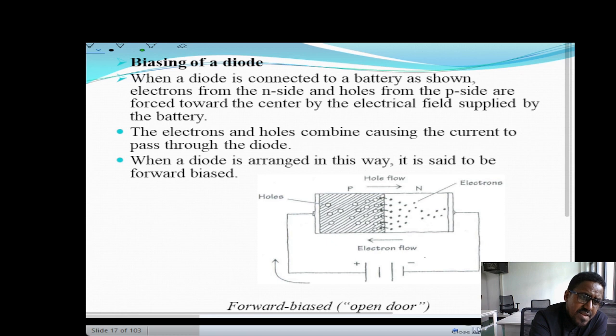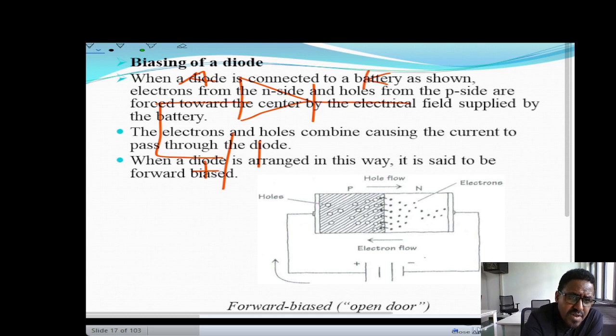So when a diode is connected in a circuit, the anode part of the diode is connected to the positive terminal of the battery, and the cathode side of the diode is connected to the negative side of the battery. So this arrangement we call forward biased. During this connection, what is the result?